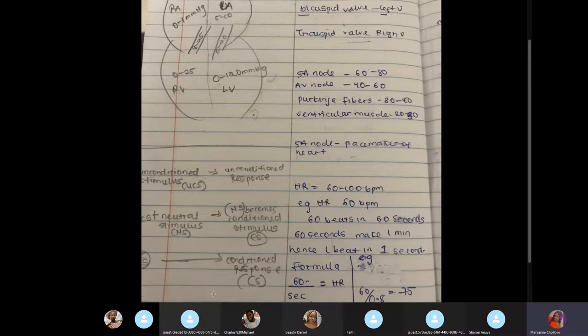Why is it unconditioned and conditioned here? Unconditioned is due to the unconditioned stimulus, that was the loud noise. But here, the conditioned response is due to the learned neutral stimulus, which was the rabbit. Do you get it?